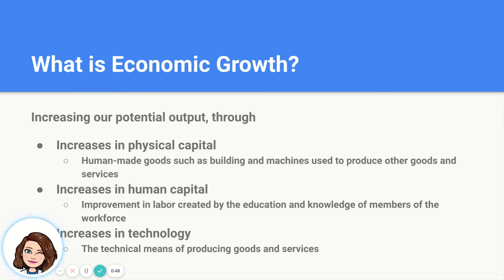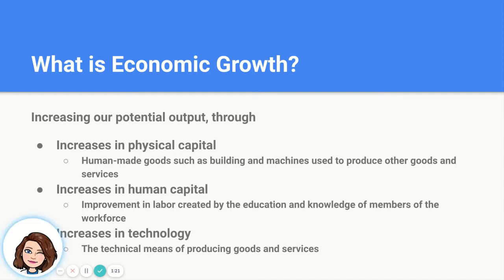So how do we actually get that increase in our potential output? Well, just like what we talked about with our production possibilities curve and changing long-run aggregate supply, it's increases in physical capital. So these are capital goods. So when we have more machines, more factory space, more equipment, more tools to make other goods, we're able to increase our potential output. Increases in human capital is improvement in our labor force.